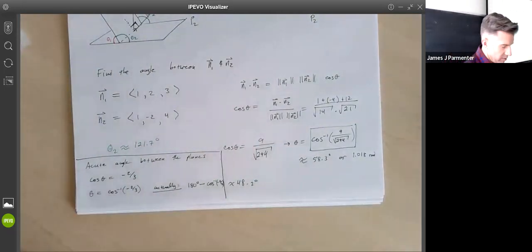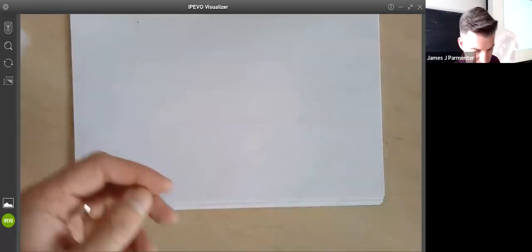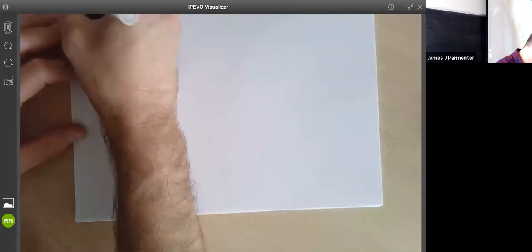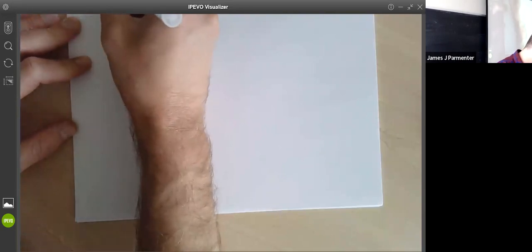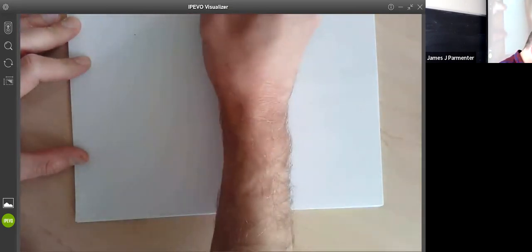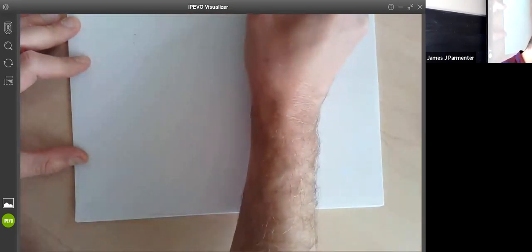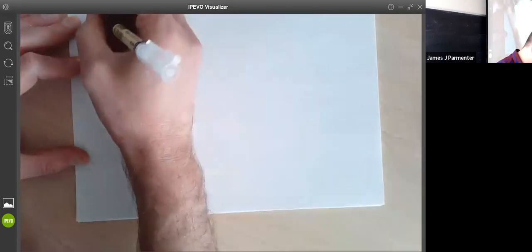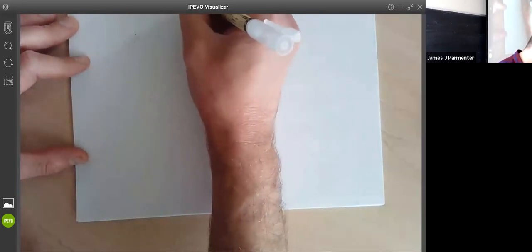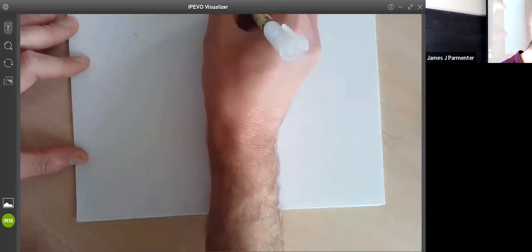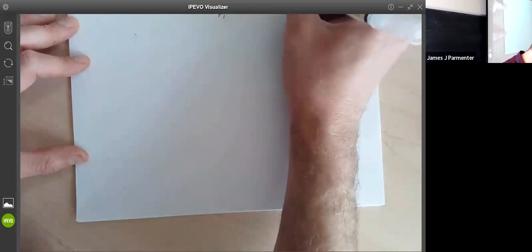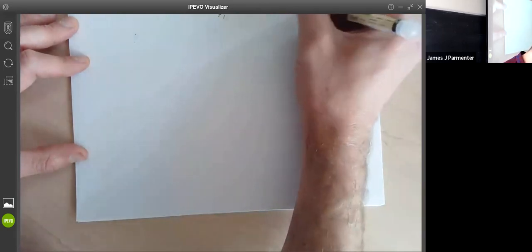One more topic in this section, and then we can do more or we can move on. Let's find the equation of the line of intersection for those planes. So still the same planes, x plus 2y plus 3z equal to 6, which we're calling plane 1, and x minus 2y plus 4z equal to 8, which we're calling plane 2.